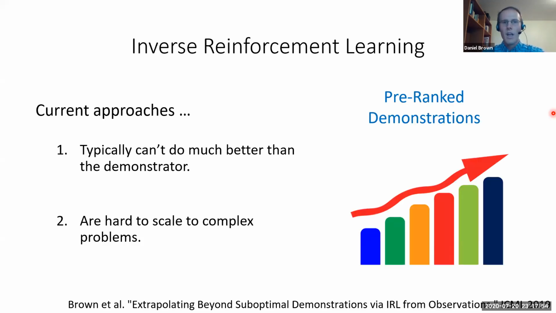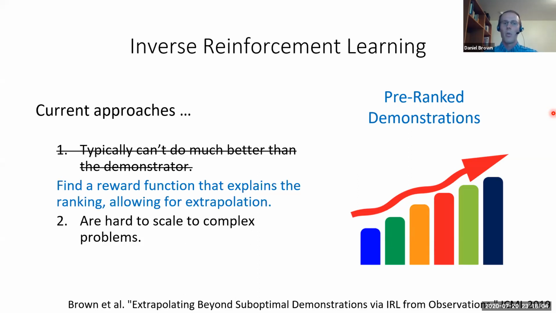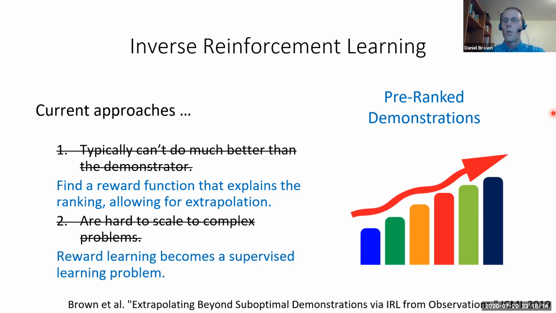So what we instead propose is that we could take a set of pre-ranked demonstrations. If we have a set of demonstrations that the demonstrator has given some preferences over, what's nice is we can now find a reward function that doesn't make the demonstrations look optimal, but that explains the ranking, also potentially allowing us to extrapolate and perform better than the demonstrator. This also makes reward learning nice because we can now use these preferences over demonstrations to turn our reward inference problem into a supervised learning problem.